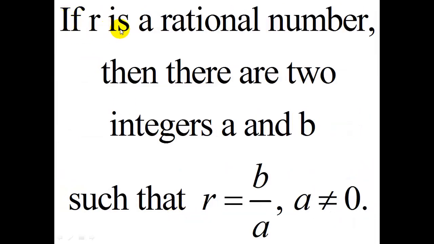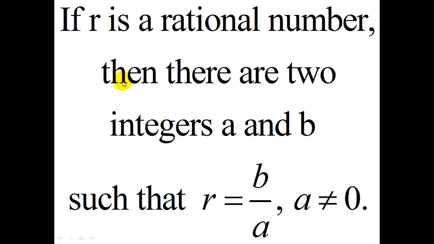Now, if R is a rational number, then there are two integers, a and b, such that R equals b over a, where a is not equal to 0. Because if the denominator a is equal to 0, then R equals b over a ceases to be a fraction, ceases to be a rational number.